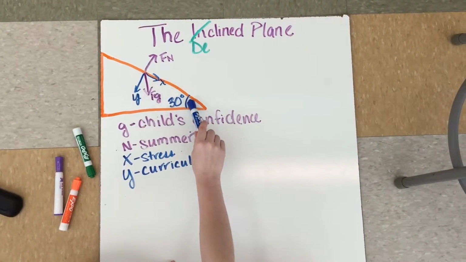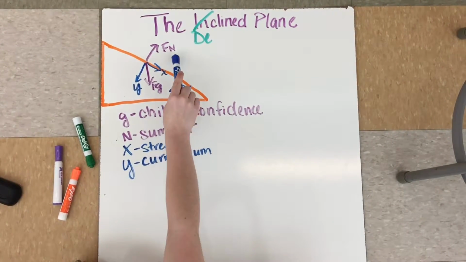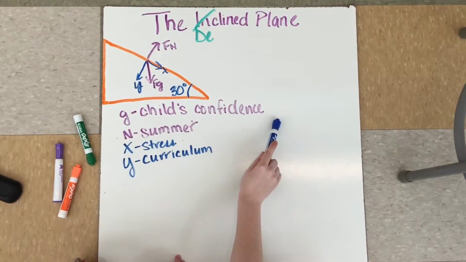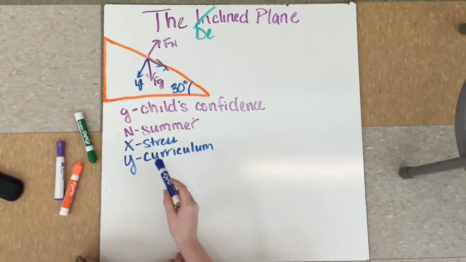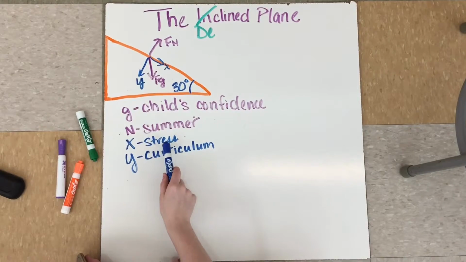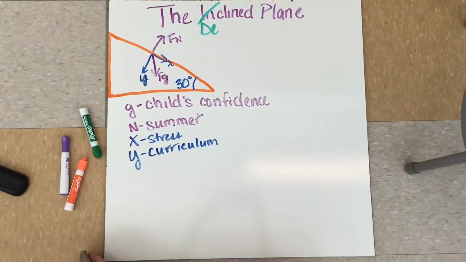So here we have an inclined plane with a 30-degree angle because there are 30 days in a month. We have a force of gravity and a normal force, where the force of gravity is a child's confidence level, and the normal force is summer because it's what holds us up. And the x direction of the force of gravity is stress, the y direction is curriculum, all of which bring us down.